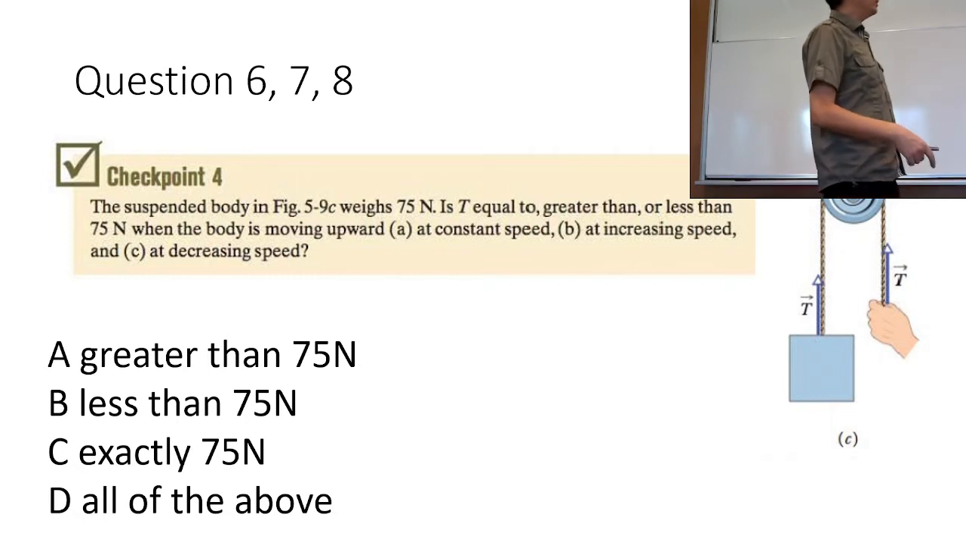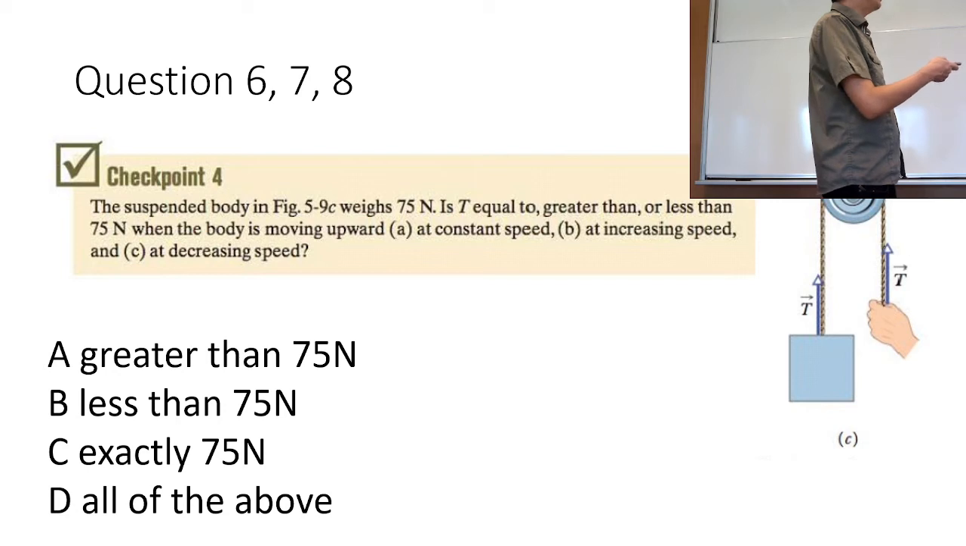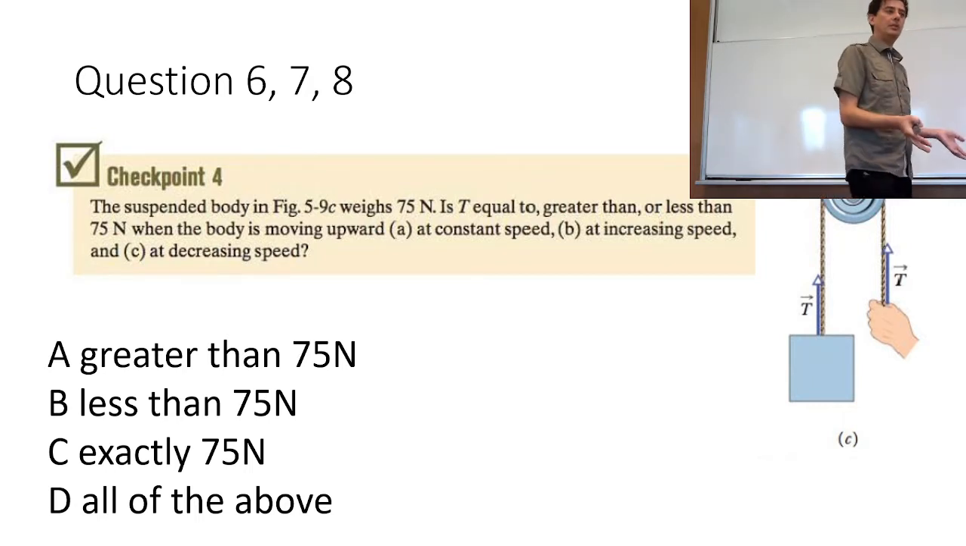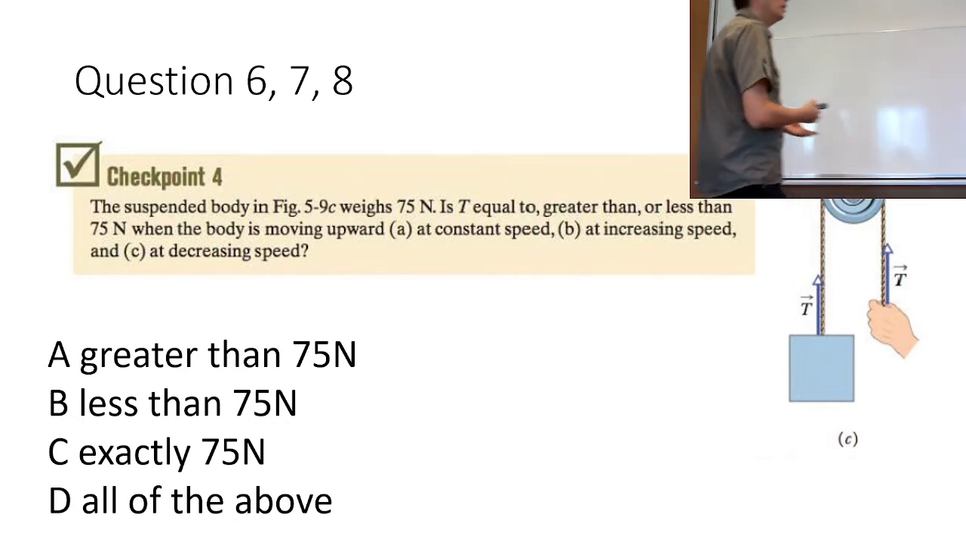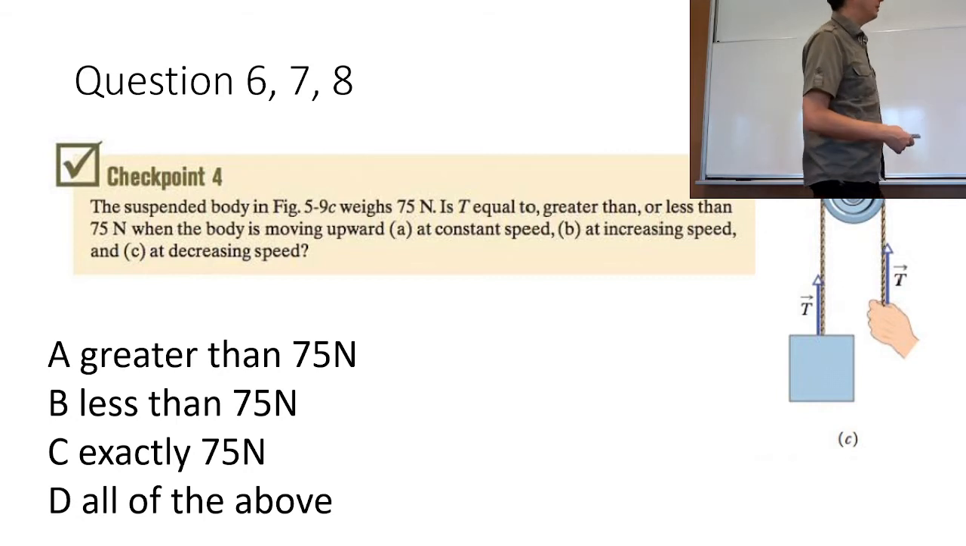And if the net force is 0, then the force due to gravity, which is down, has to be cancelled by this tension upwards. Right? So those two forces have to cancel because that's the only way you can make the total force 0. So in order for them to cancel, the tension has to be exactly 75.